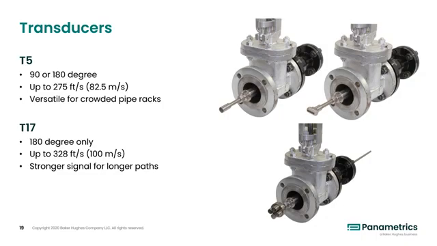With increased accuracy regulations in different regions, Panametrics developed a stronger transducer, the T17, as seen below. The stronger signal allows for us to have longer measurement paths, which, in turn, can offer higher accuracies in flow measurement, particularly at low flow conditions. The stronger signal also allows the T17 to operate at higher velocities without having the signal wash out due to attenuation.